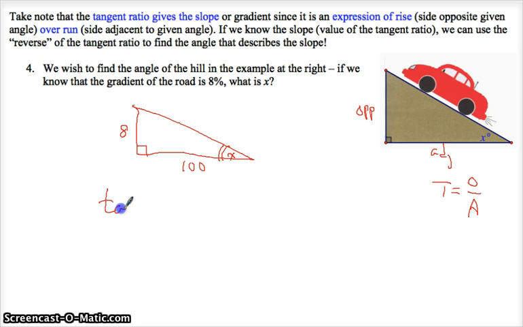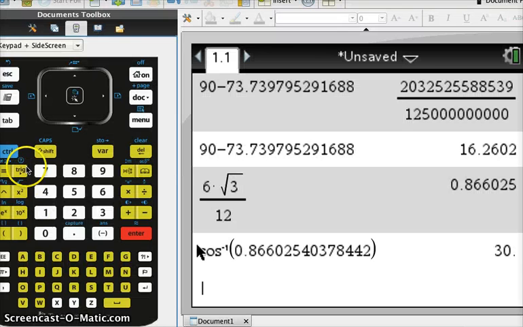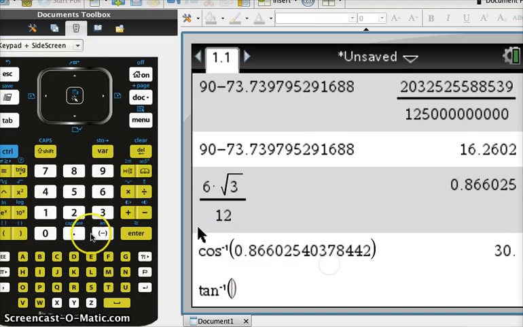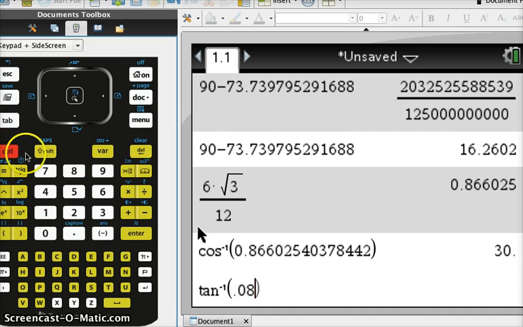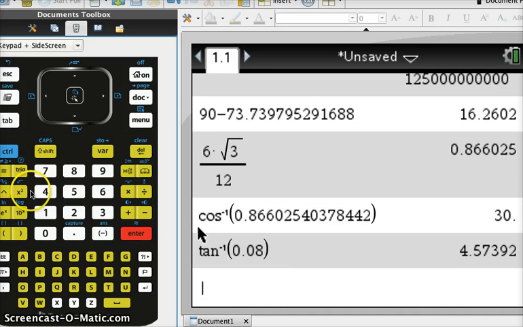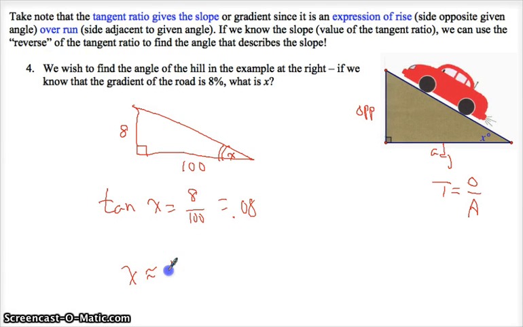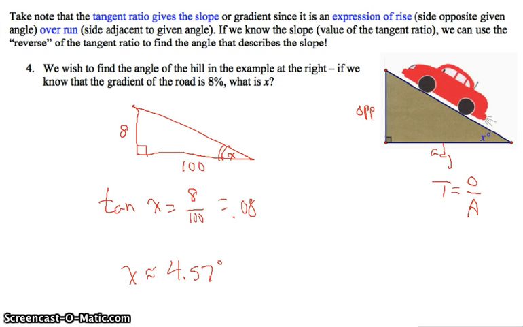So the tangent, I would always write it out in terms of this first. Tangent of x equals opposite over adjacent, which is 0.08. I didn't really need to write this out, I already knew the 8% was 8%. But in order to figure out x, if I know what the tangent is and I need to find x, I need to do inverse tangent. So inverse tangent of 0.08 is going to be 4.57. So that angle is only 4.57 degrees.